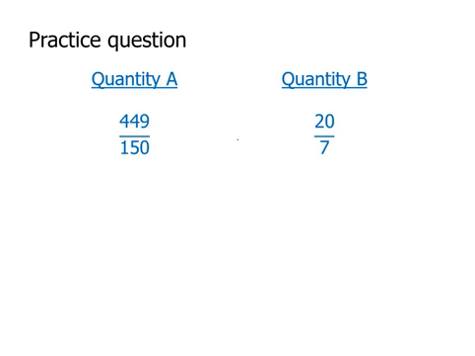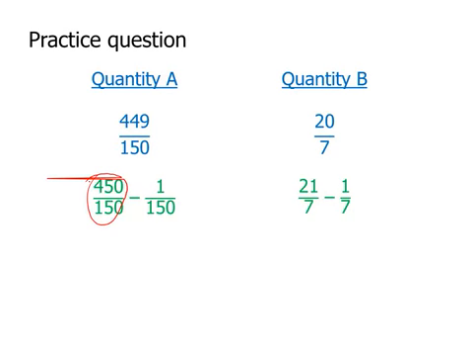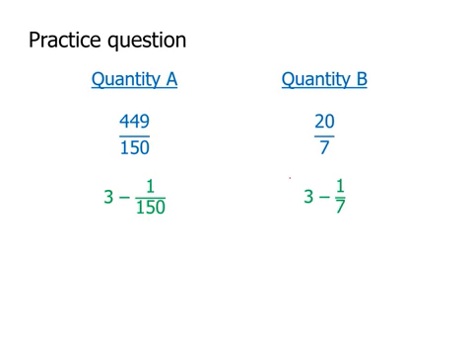Here, we can express each one of these as the fraction that equals 3 minus something. So, of course, 449 over 150, that equals 450 over 150 minus 1 over 150. And 20 over 7, that equals 21 over 7 minus 1 over 7. And just to make it easier, since this fraction and this fraction equal 3, I'm just going to replace them with 3. So it's very easy to see.